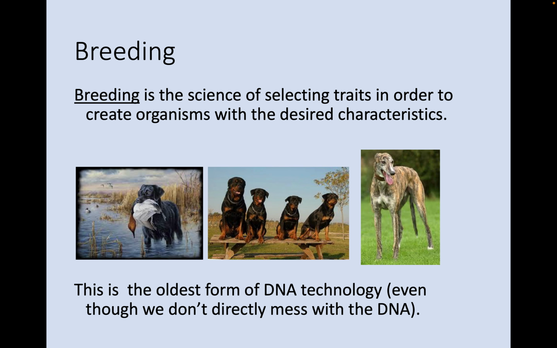Up first is different kinds of breeding, or putting organisms together to hope to get out the traits that we want to have. We've been doing this for as long as we've had animals and plants. It's been going on for thousands and thousands of years. It is technically a kind of DNA technology because we changed an organism to fit what humans want. That's what technology is.